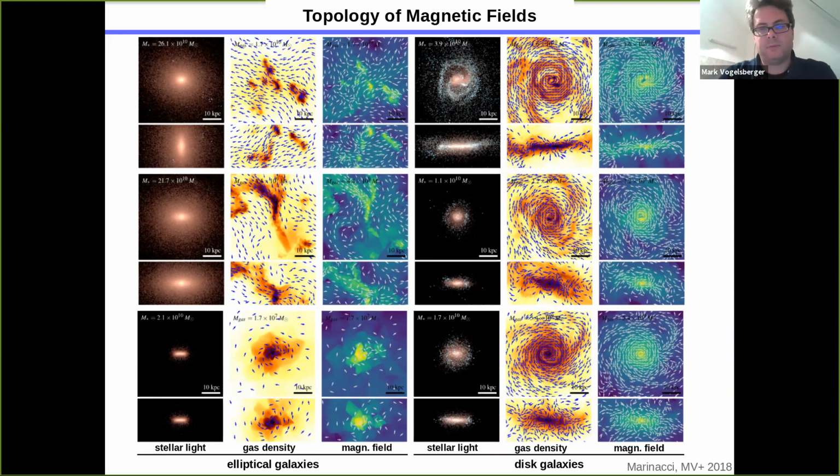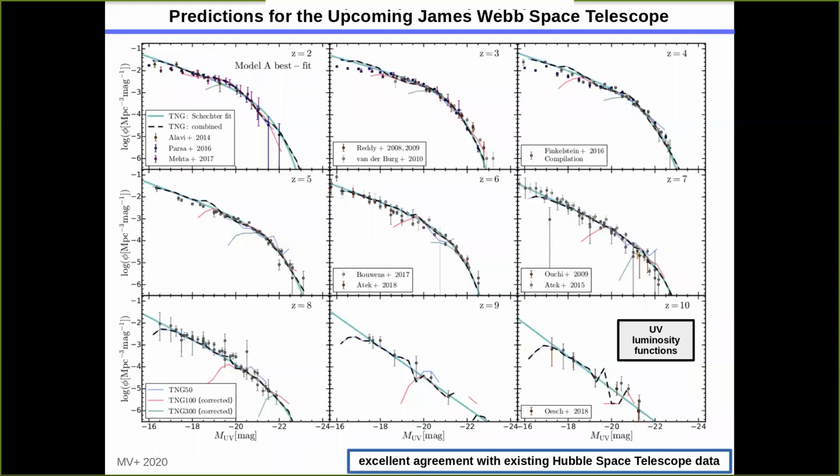Good. Then let me move on. Another thing unrelated to magnetic fields I want to talk about is that you can also use these simulations, and this is some more recent work, to make predictions. So here, specifically for JWST, these are UV luminosity functions from redshift 2 to redshift 10. And we overplot some Hubble data. And the point is that this works remarkably well, over a wide range in luminosities and also over a wide range of redshifts.